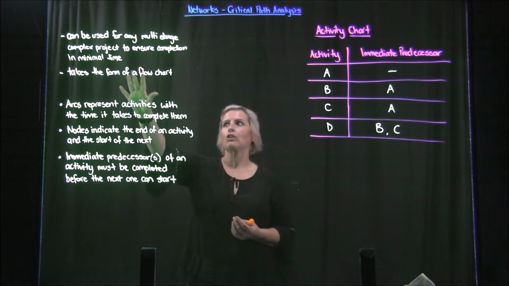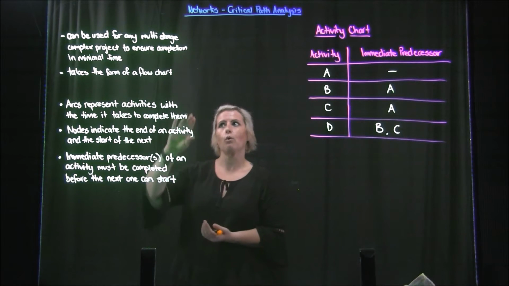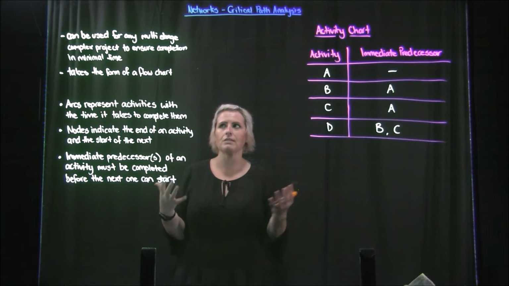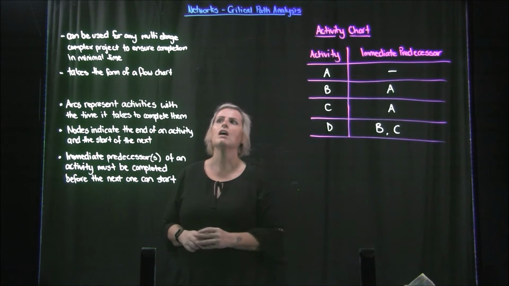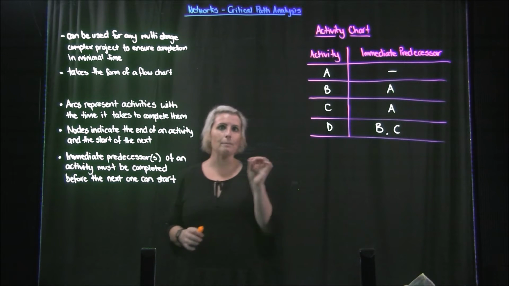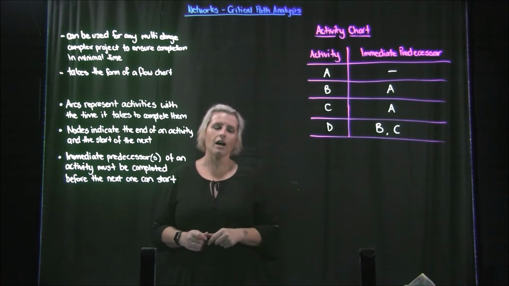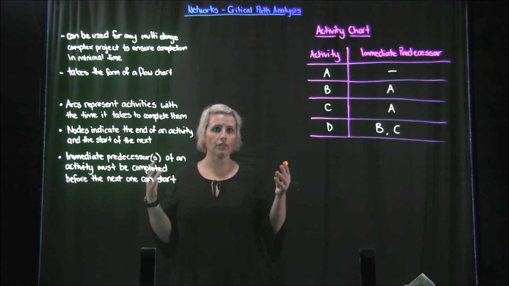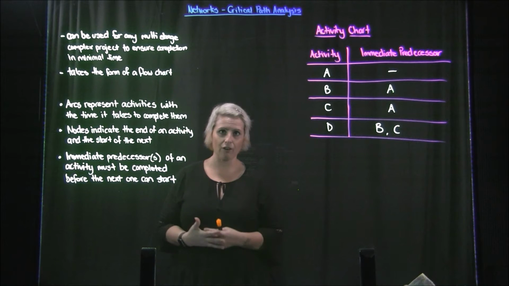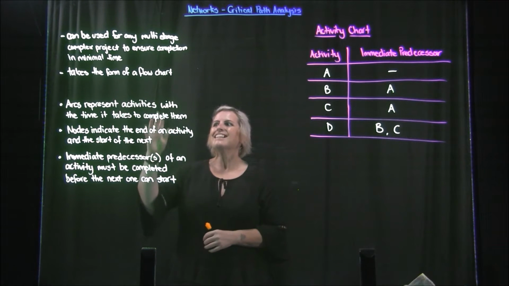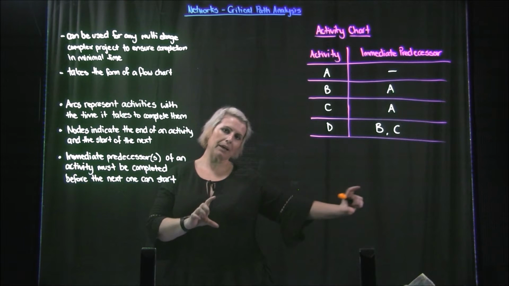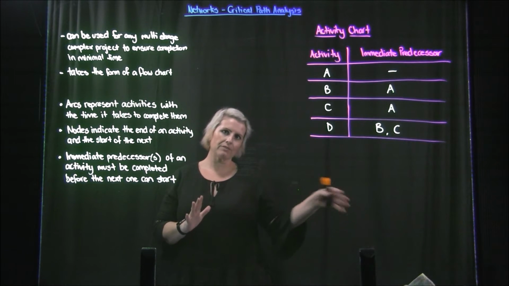We can use this type of network for any multi-stage complex process, like a lot of business projects, to ensure completion in minimal time. That's what we're after: having it done quickly, efficiently, and with the least amount of cost is what any kind of business is after. It takes the form of a flow chart, so it becomes quite linear with some bits around, as we'll see shortly.